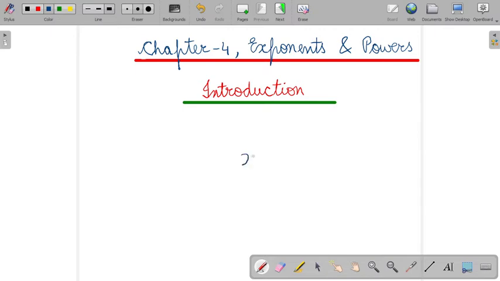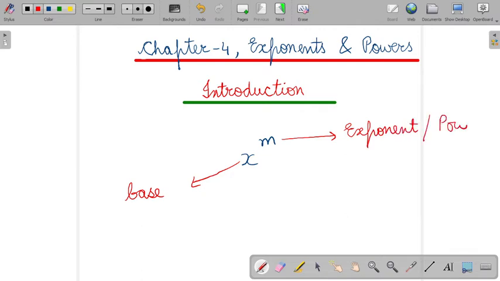Suppose that a number is written in the form of x power m. Then this x is called the base and this m is called the exponent or power. Exponent or power, one and the same thing.